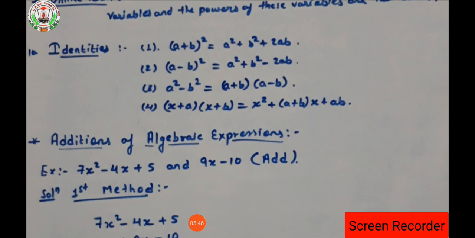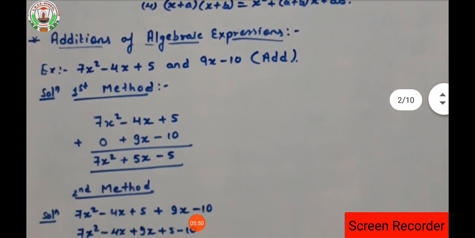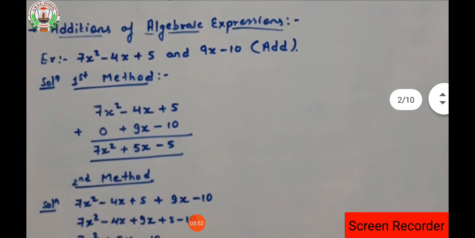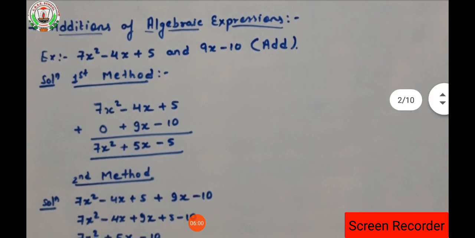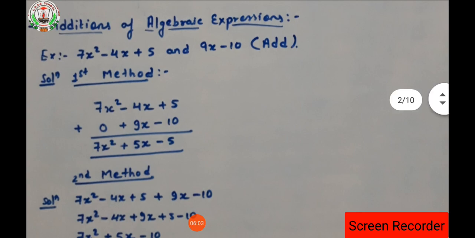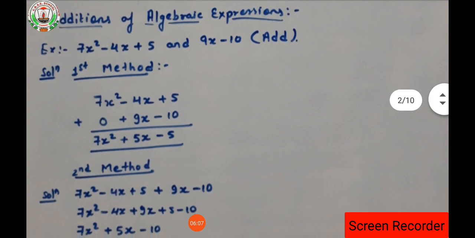Next one is addition of algebraic expressions. In order to add algebraic expressions, two methods are there. The first method is the column method, and the second method is the simple method. Let's see how algebraic expressions are added.